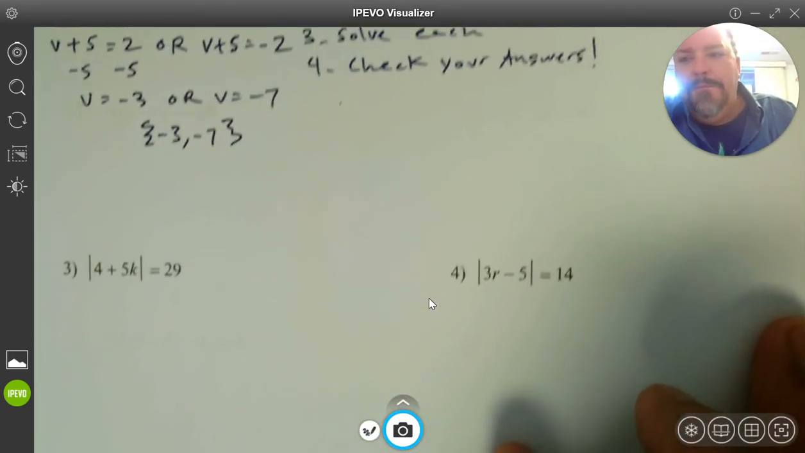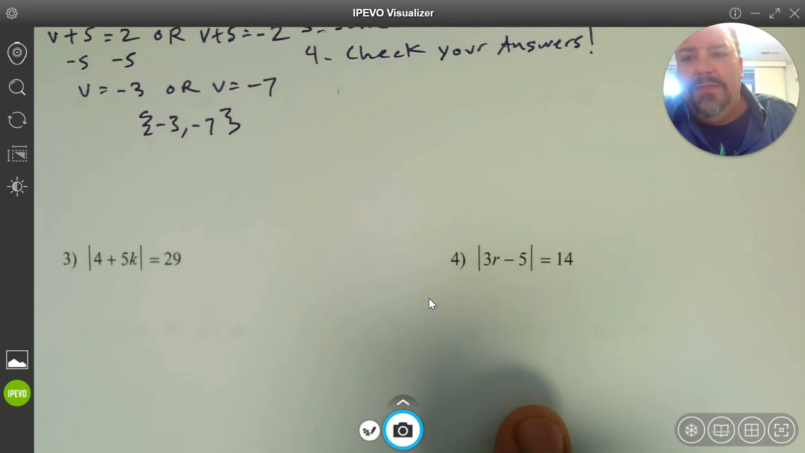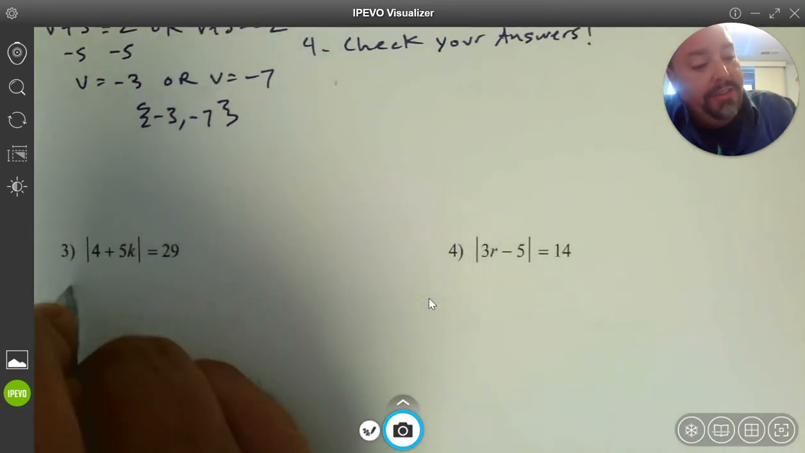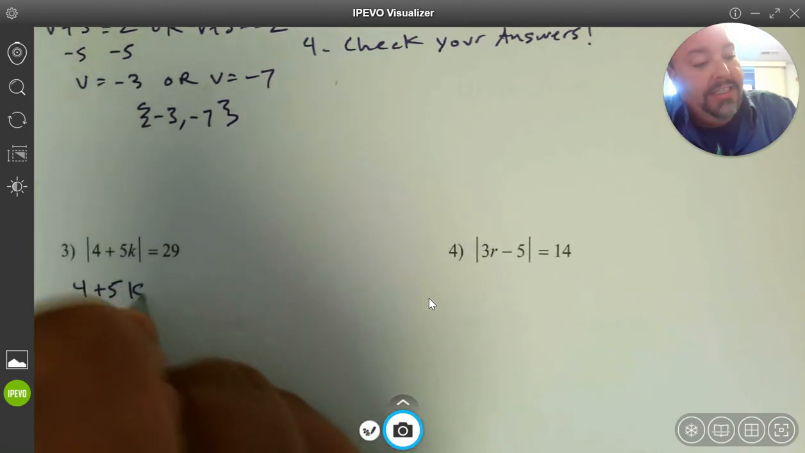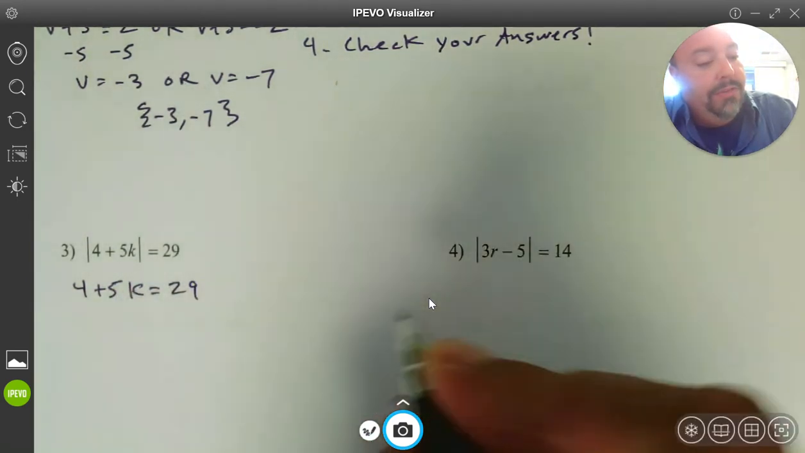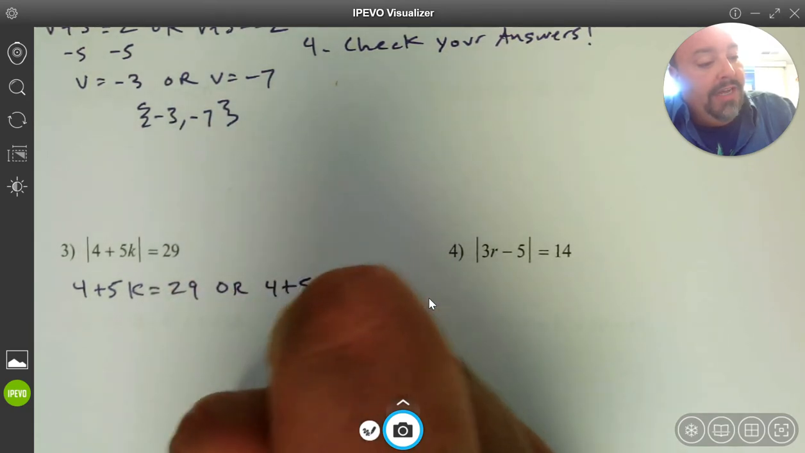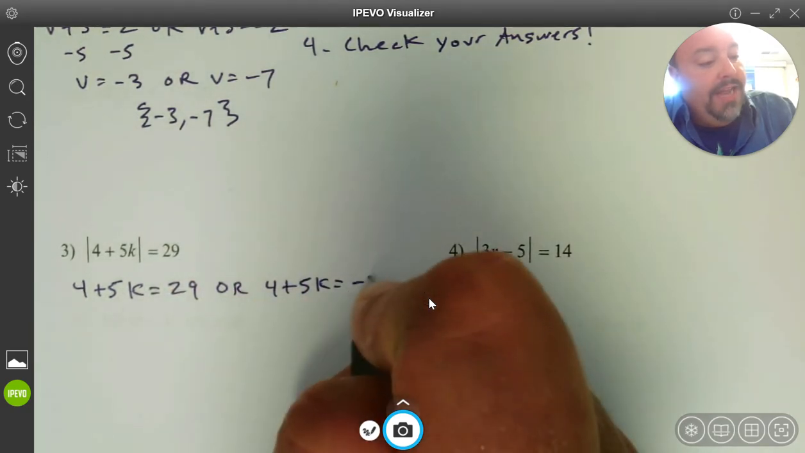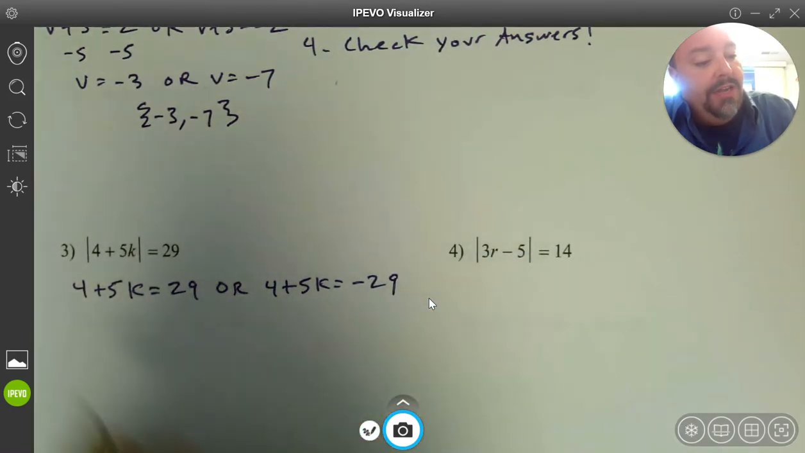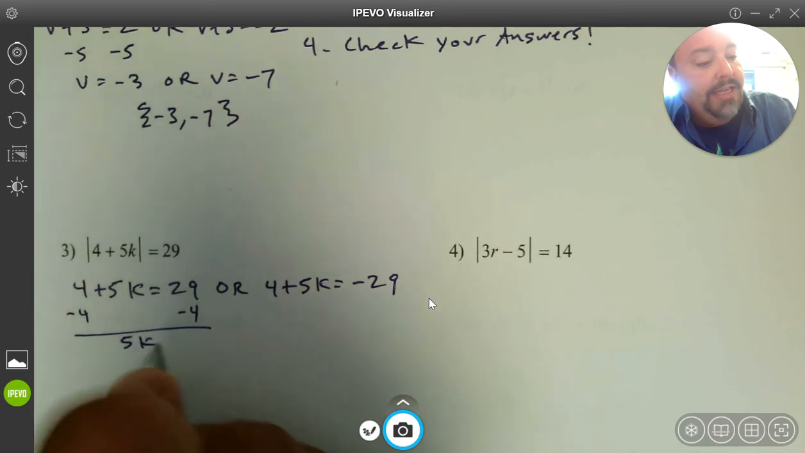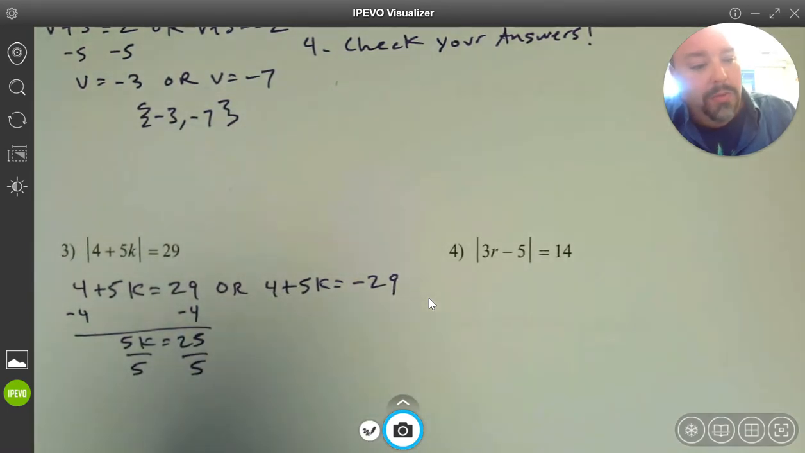Number 3. Absolute value of 4 plus 5k is equal to 29. Again, we've got the absolute value isolated. So we just go ahead and set up our two equations: 4 plus 5k equals 29, or 4 plus 5k equals negative 29. Solve each of those. Subtract 4 from both sides. 5k equals 25. Divide that by 5. We get k is equal to 5.